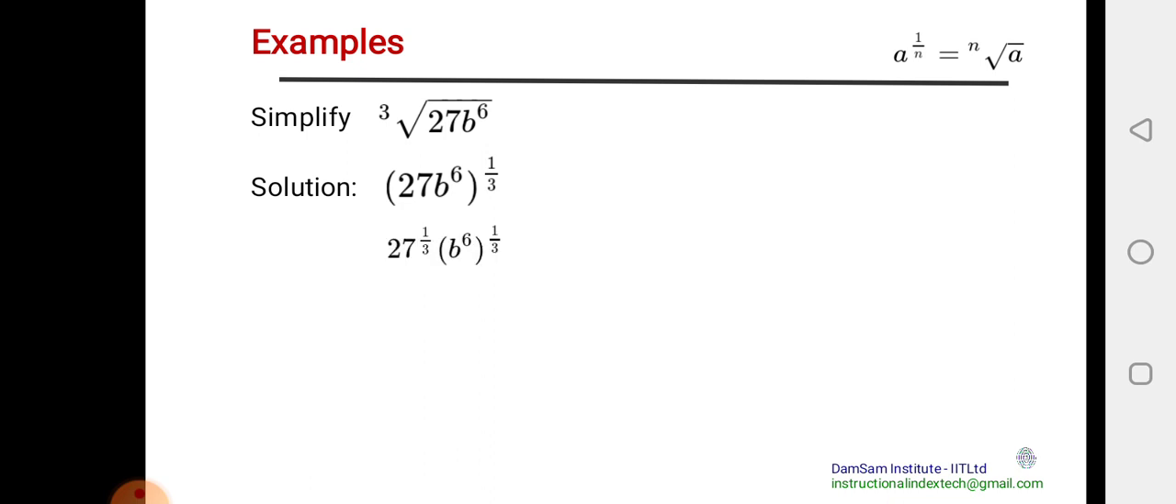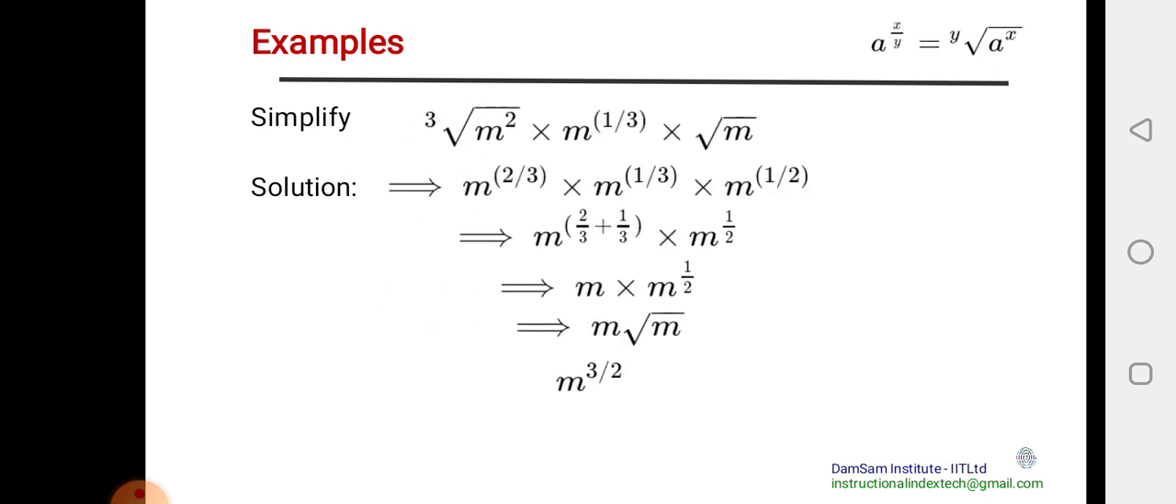That 27 can be re-expressed as, or we can even use that 1 over 3 at the power to evaluate them one by one. So that 1 over 3 at the power can go with 27, and can equally go with b raised to power 6 as well. And 27 can be expressed as 3 raised to power 3, and that would simplify to divide the 3 by 3. Then it will be 3 raised to power 1, which is 3. And that 6 at the power of b would be divided by 3, and that makes it b squared. So we have 3b squared as the final answer.